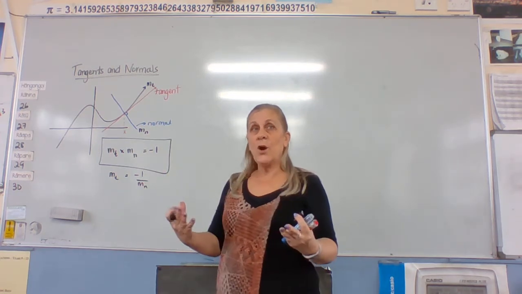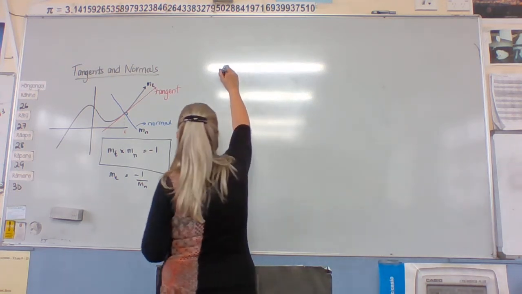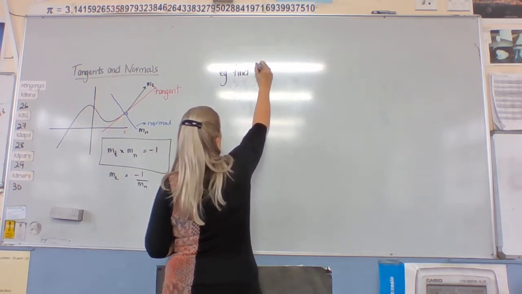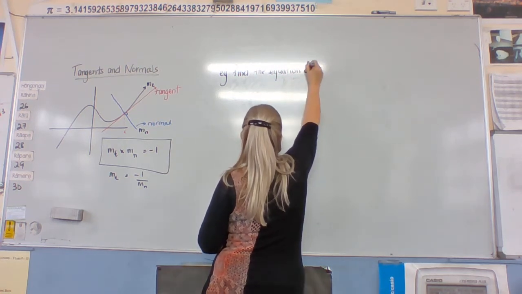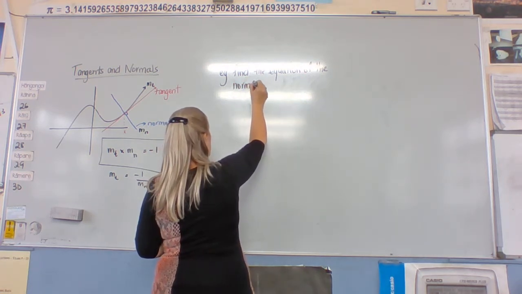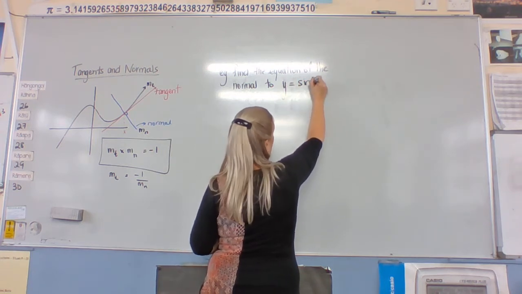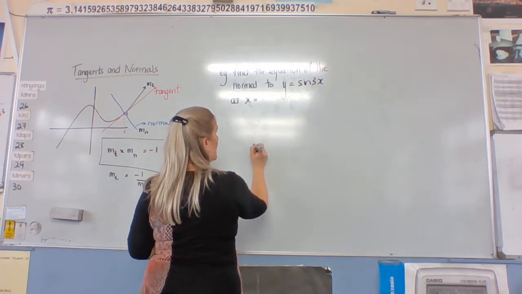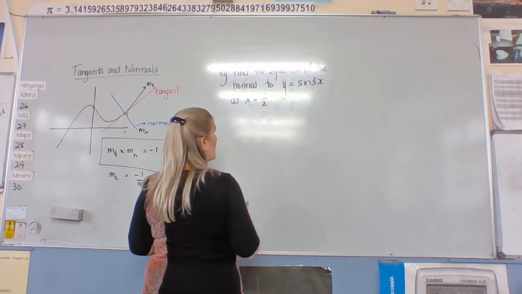Okay, so last year you got nice polynomials to do this with. This year you're more likely to get something like this. Find the equation of the normal to y equals sine 3x at x equals 1/2.